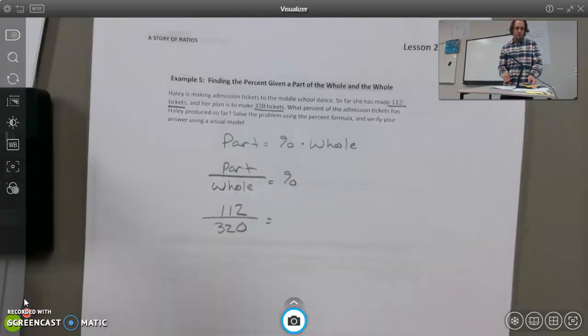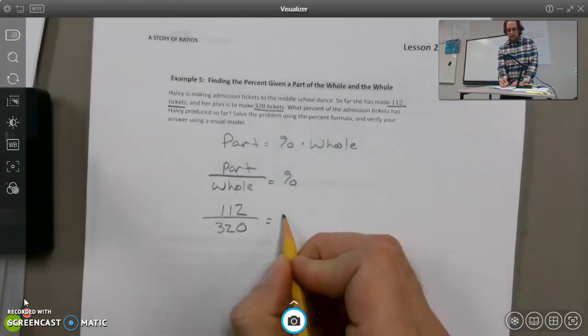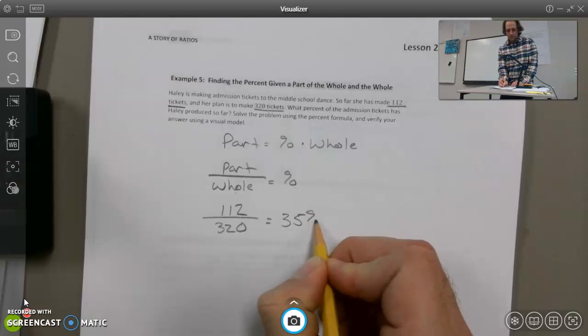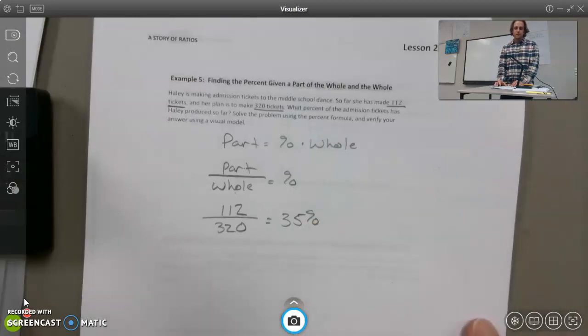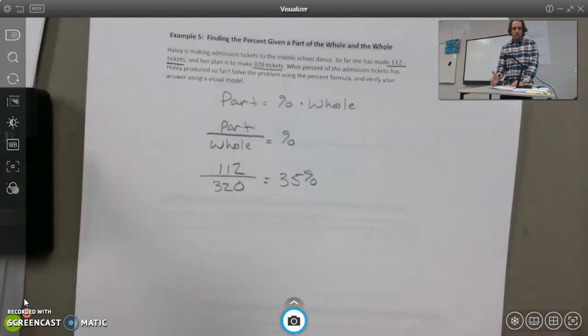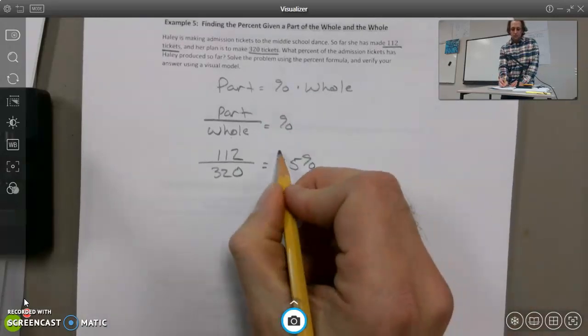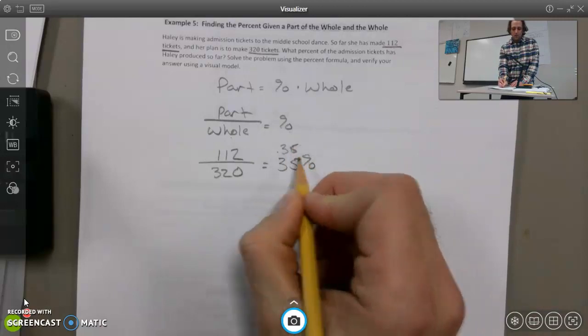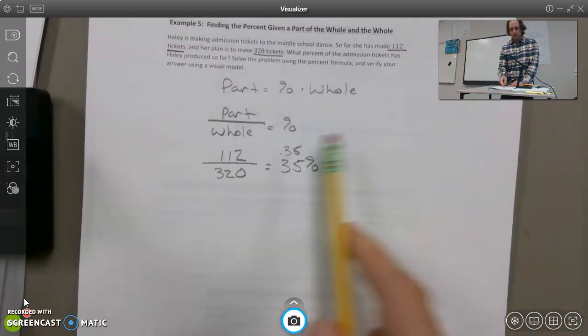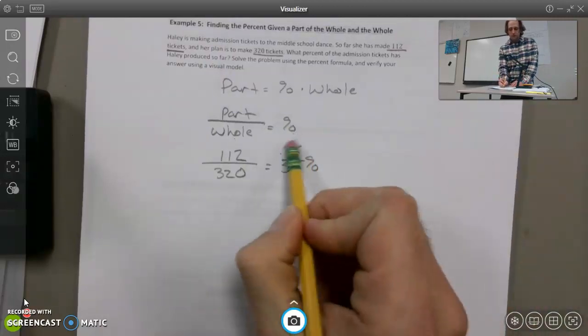What's that equal to? Well, 112 divided by 320 is 35%. There you go. That's how you would find the percentage. Actually, make sure that you would have probably got 0.35, but make sure we're writing that as a percent. 35 hundredths is 35%.